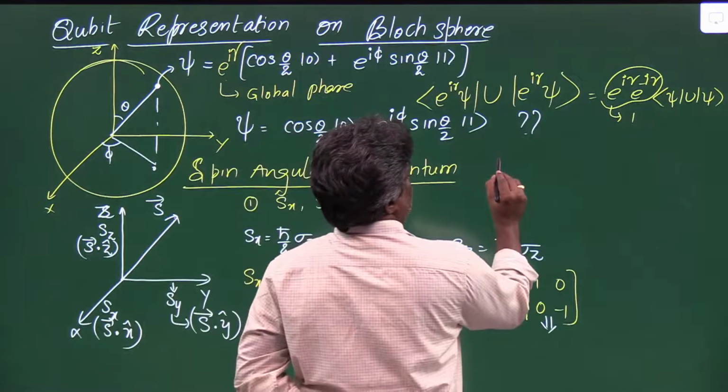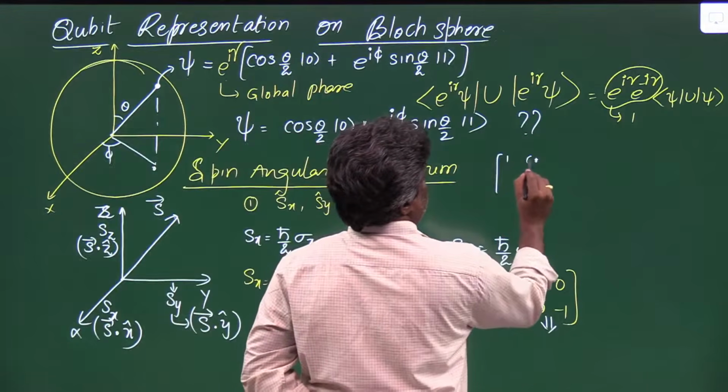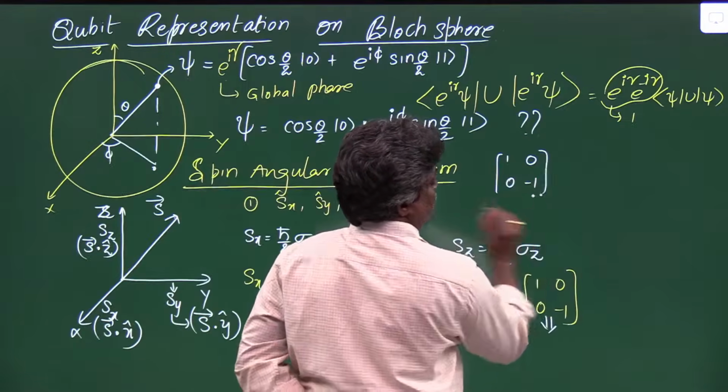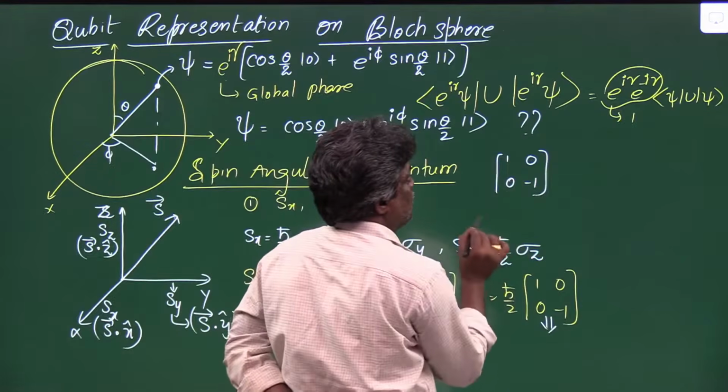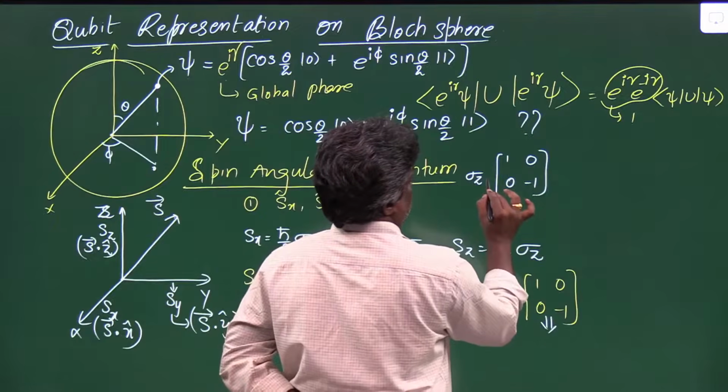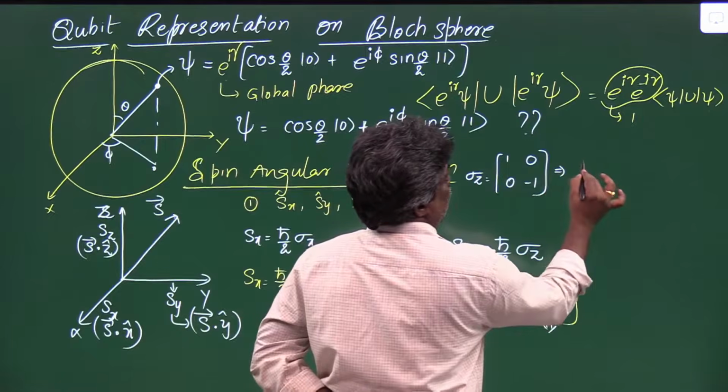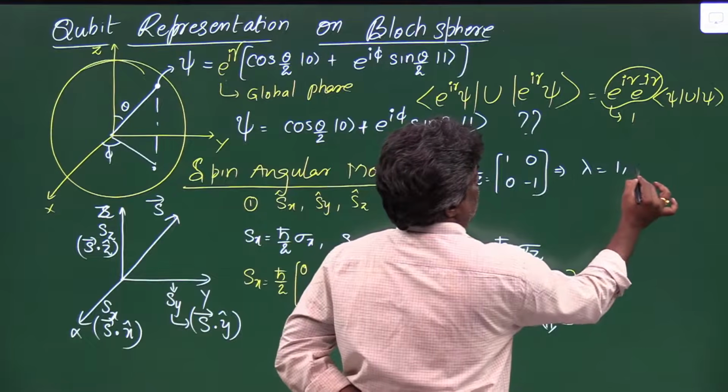Eigenvalues. For example, I have taken the matrix 1, 0, 0, minus 1. Is it a diagonal matrix? That's why the eigenvalues are simply lambda equal to 1, minus 1.